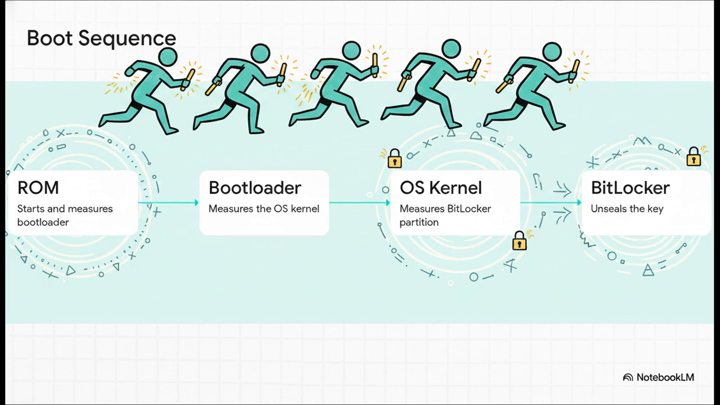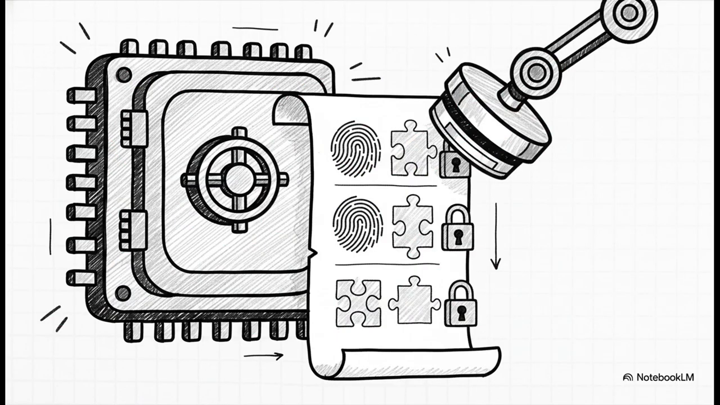Every single step mathematically measures the next step before handing over the baton of control. And this brilliantly illustrates the function of platform configuration registers, or PCRs. Remember those measurement records we just talked about? Well, they are safely stored inside the TPM chip, in these PCRs, using a one-way cryptographic function called a hash. This creates a permanent, sequential, and entirely uneditable hardware guest list. It details exactly what software loaded since the exact moment that laptop was turned on.